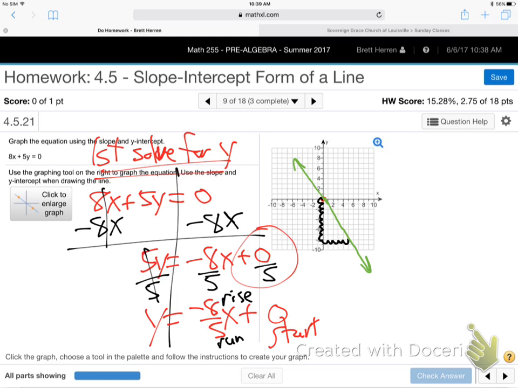Good on that. You guys are lean, mean graphing machines now. You can graph all these lines. Good. No questions? Is that all good?